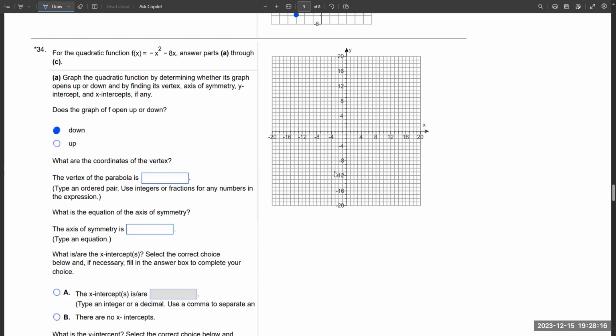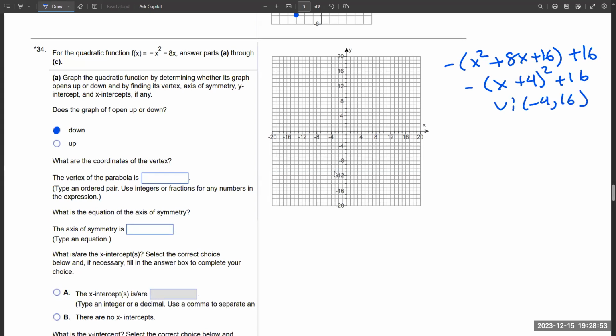Now it wants us to put it in vertex form, so we'll have to come over and complete the square. When I factor out the -1, inside the parentheses is going to be x squared plus 8x. And I'll have some space and something to write on the other side. Half of 8 is 4. 4 squared is 16. I just added a -16 into the problem, so I need to add a +16 to balance it. And this is -(x plus 4) squared plus 16. So my vertex is at (-4, 16).